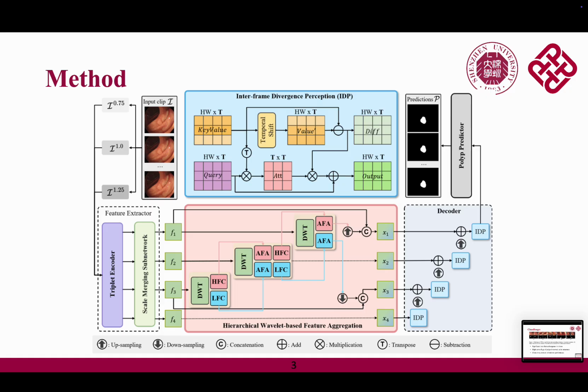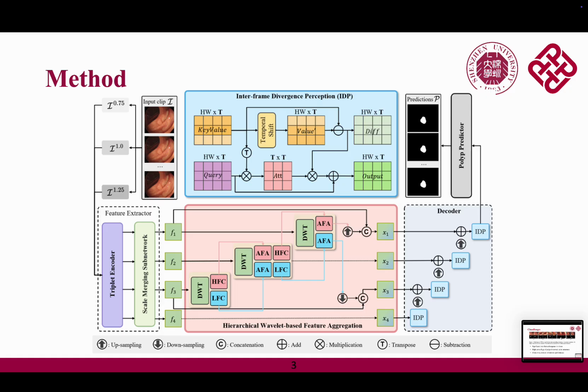So the core idea of HWFA is: use frequency domain decomposition and hierarchical aggregation to make the model see camouflaged polyps more clearly within each frame. The second key part is IDP, which is designed to handle interframe divergence. In video polyp segmentation, adjacent frames may vary a lot in position, size, shape, and boundary. If we only rely on intraframe features, the model may produce unstable masks or temporal flickering.